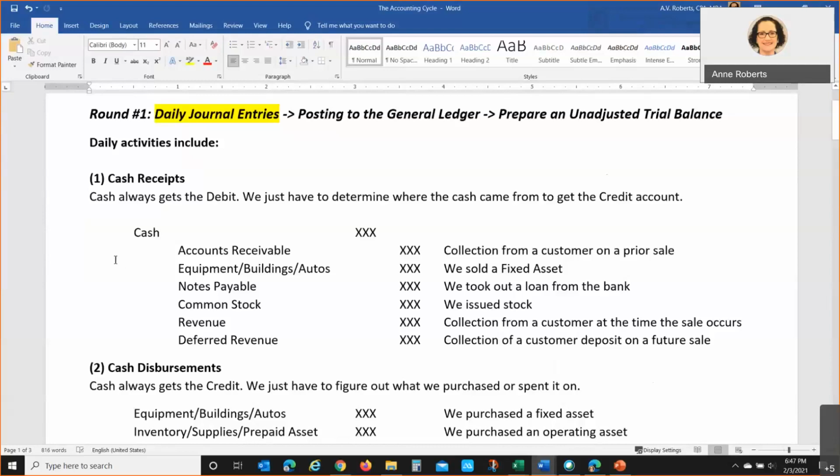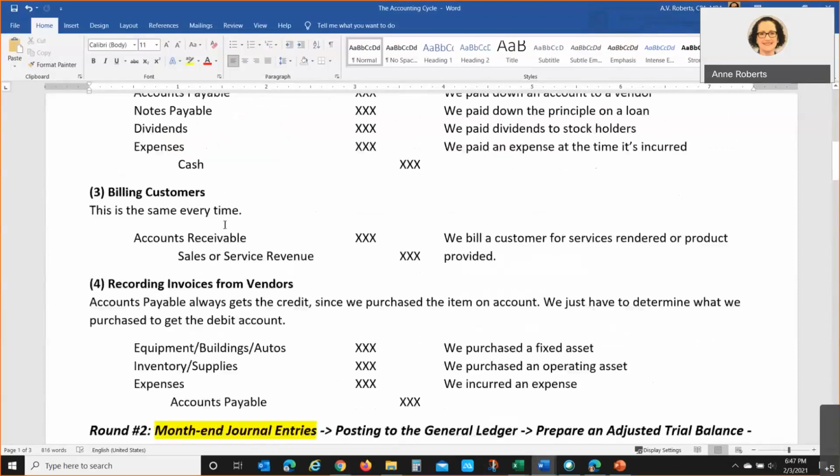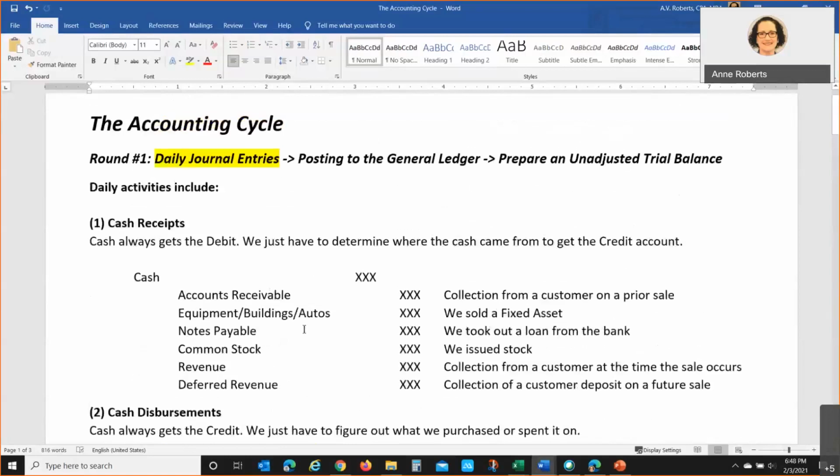Let's take a look at what happens on a daily basis in the accounting department. Again, stay big picture. Don't look at the journal entries. We are recording cash receipts. We are invoicing customers, or billing customers. And we are recording invoices from vendors, people that we've bought stuff from, who have now invoiced us. Real simple process here. There's only 4 things that we do in the accounting department on a daily basis.